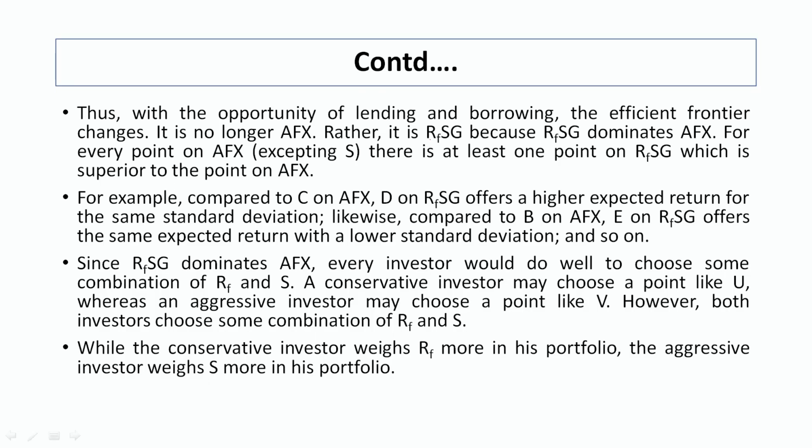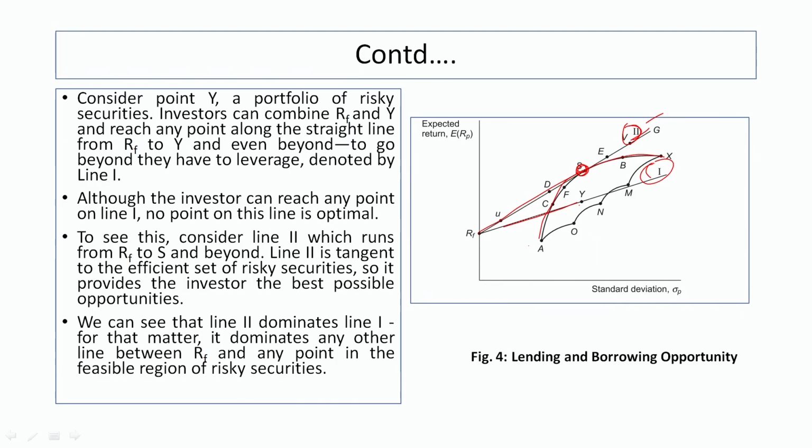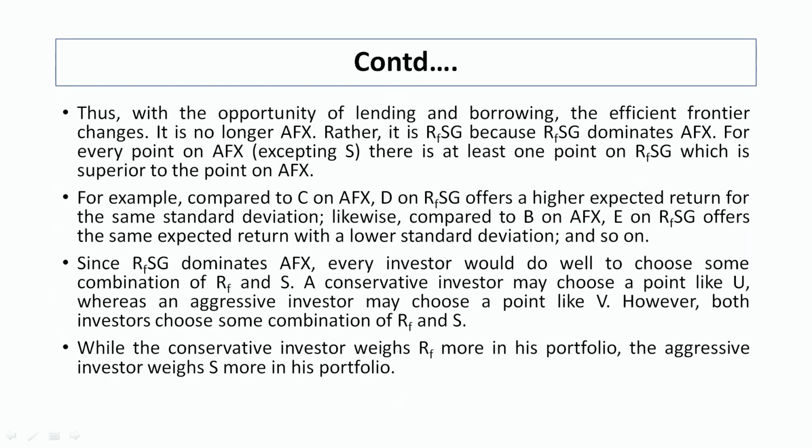So we change from RF, S and G because RF, S, G dominate AFX. The curve is now like this. So it becomes this particular straight line. Initially when we started with risky instruments, we had a curve-like situation. Now our curve becomes a tangent line, that is tangent to the efficient frontier, and it becomes a straight line. So RF, S, G is providing us the best return.